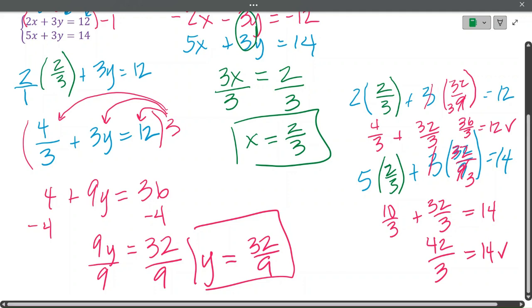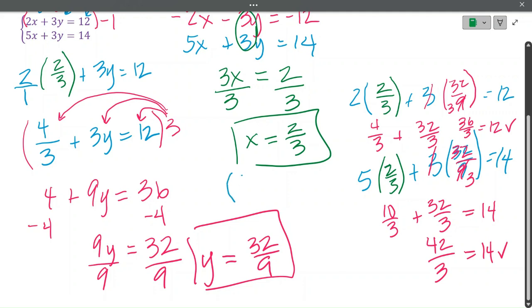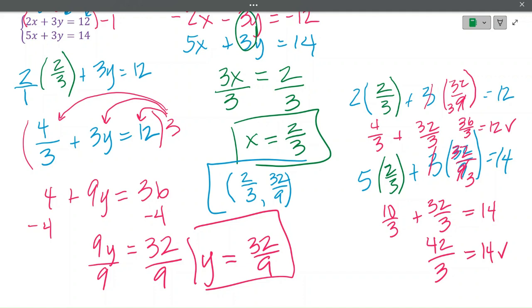We could also write these as a coordinate pair because this is where the lines intersect. So we know that when x is 2/3, y is 32/9. This is the other correct way of writing our solution.